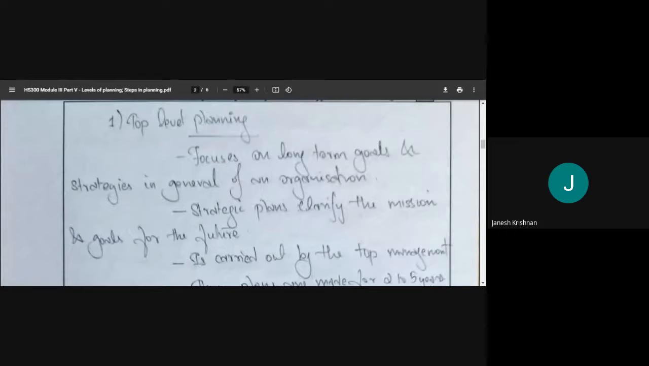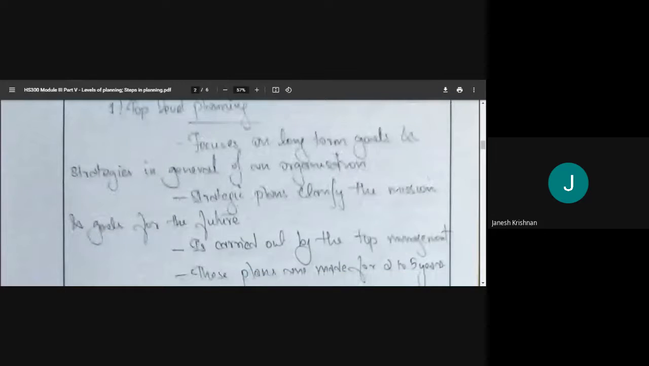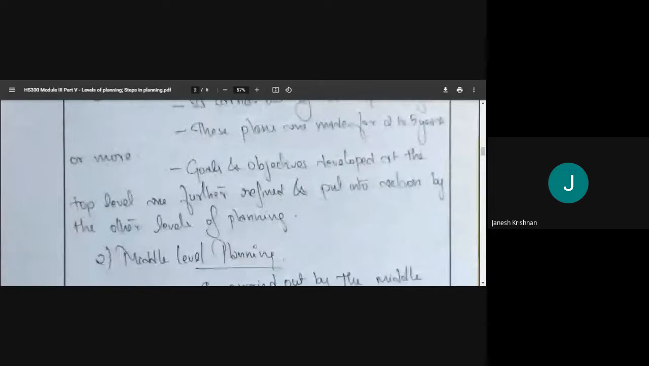They are prepared for 2 to 5 years or even more. They will show us and direct us to where the company wants to go, right? So that is strategic plans, and that is the top level planning. Once the goals and objectives are developed in top level planning, they are further refined. If something is to be added, it's added, and if something is to be deleted, it's deleted by the other levels of planning.